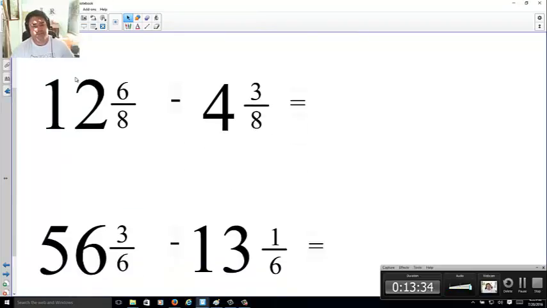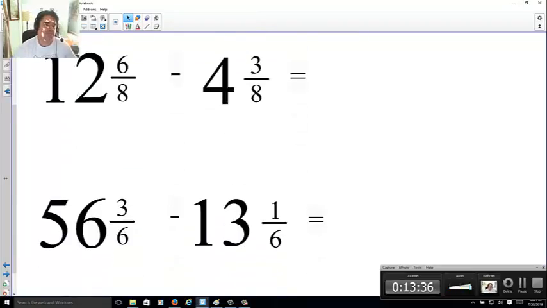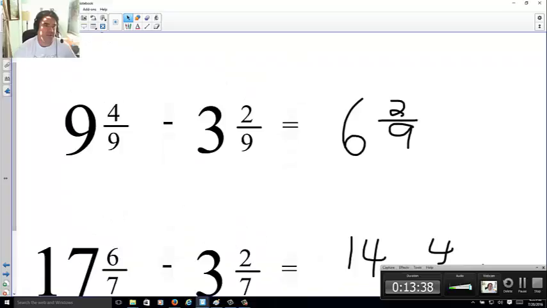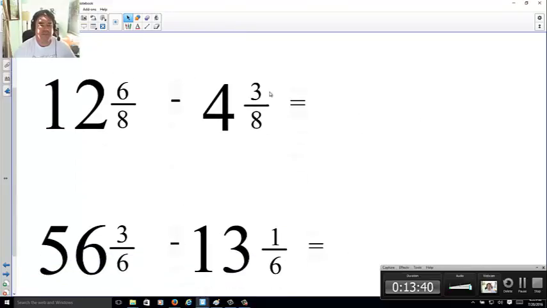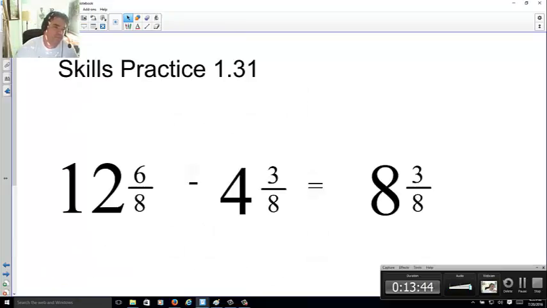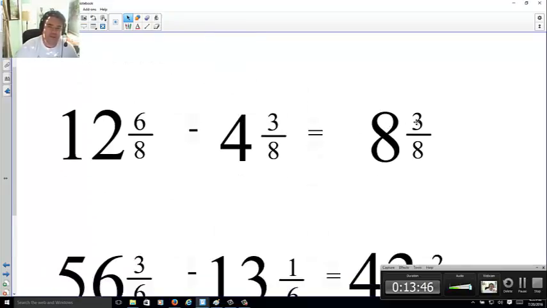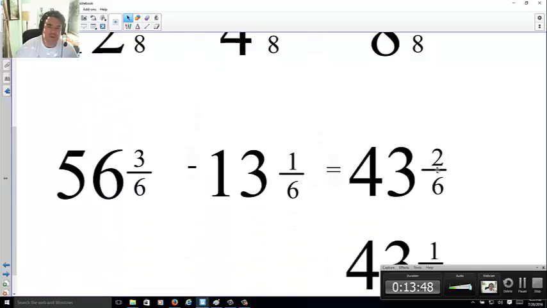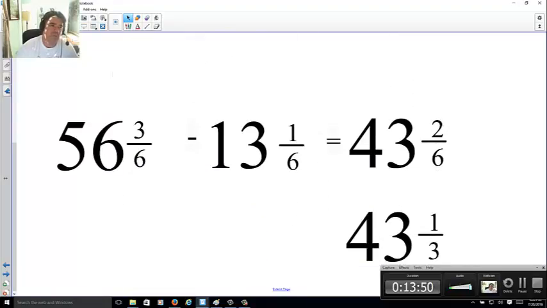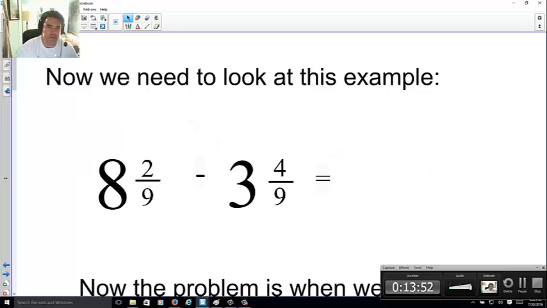Skills practice. These two. I'm sure they're not the same because I did that one other time. Go ahead and pause. Let's see how you did. This one here is 8 and 3/8. This one here is 43 and 2/6, which makes 43 and 1/3. Now, we're going to stop right this moment and pick it up tomorrow.